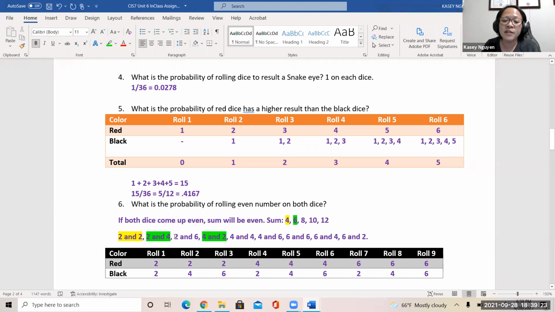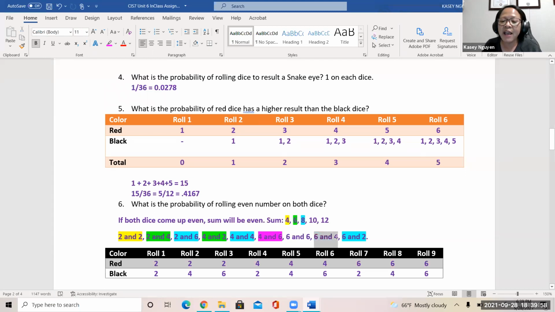And then we're going to go to 8 next. So a 2 and a 6, and then a 4 and a 4, and then a 6 and a 2. And that's an 8 sum. Then we would do a sum of 10. So I can have a 4 and a 6, a 6 and a 4.